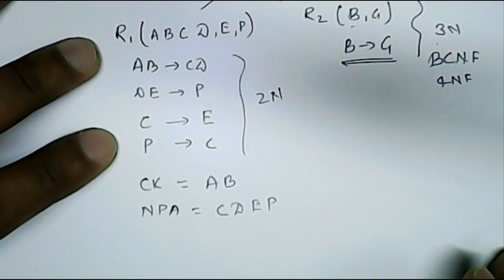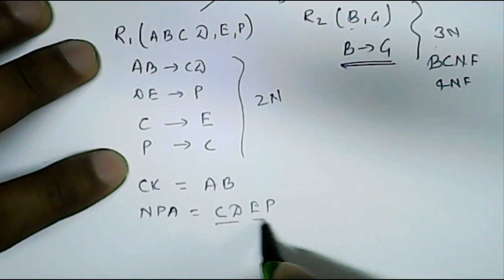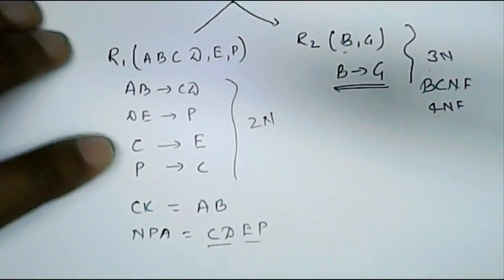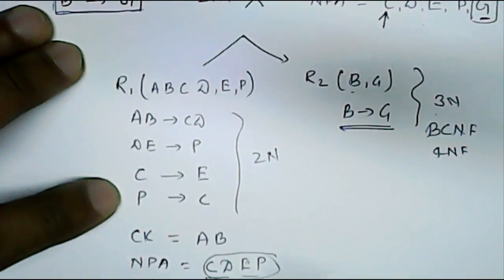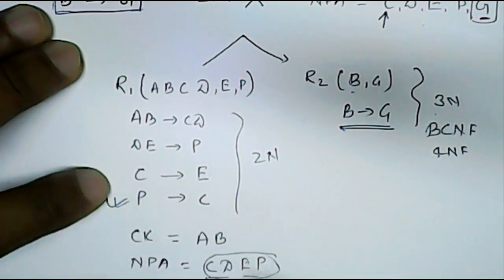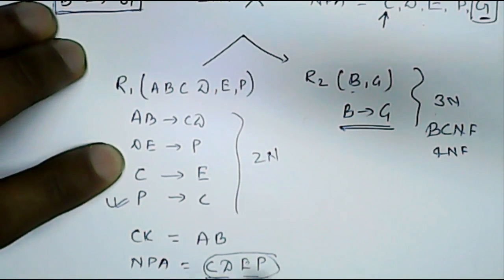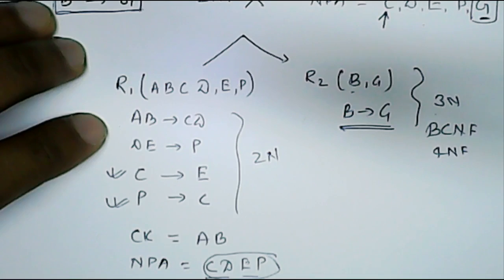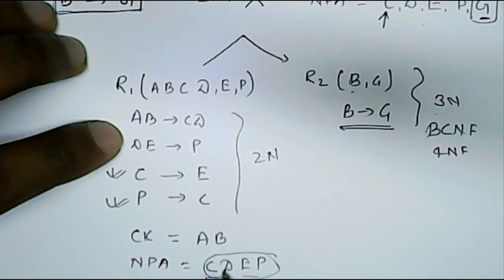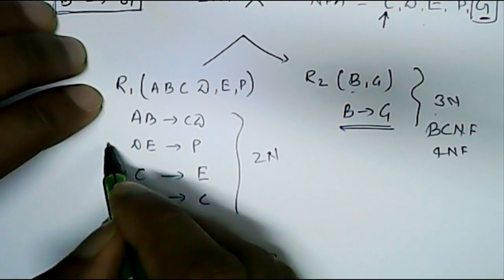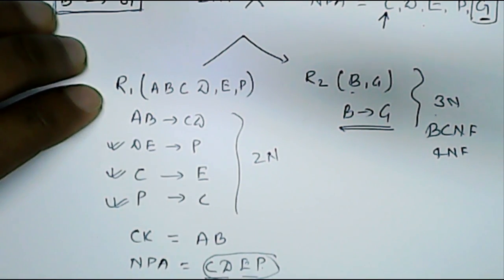Now let's see whether there is a relationship between CD and EP. Okay, I mean between these four. So yes, we have C and P, which is a non-prime attribute. This is C and E, this is again a non-prime attribute. Here DE determines P, so DE again determines P, so this is also one of the violating conditions, right?